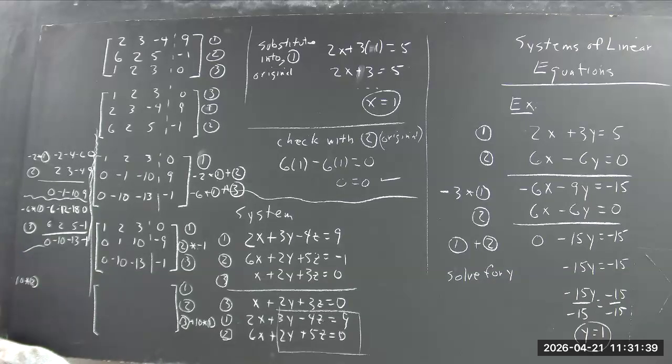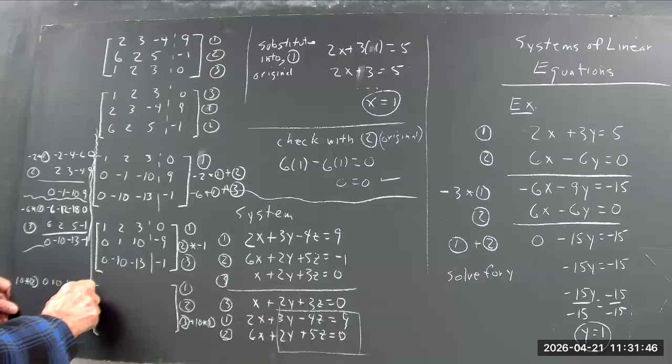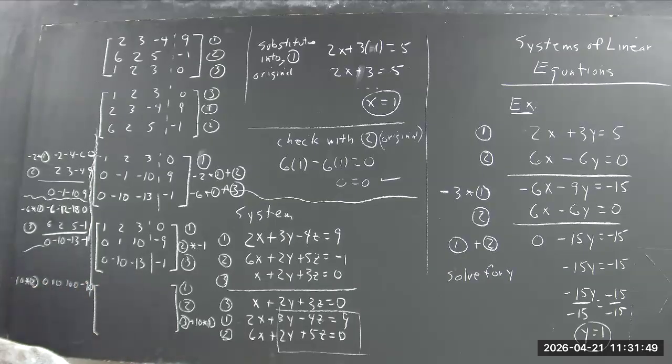10 times the second row is 0, 10, 100, negative 90. Something screwed up. I don't like that. But I'm going to live with it anyway. Then the third row is, that's all I need here.